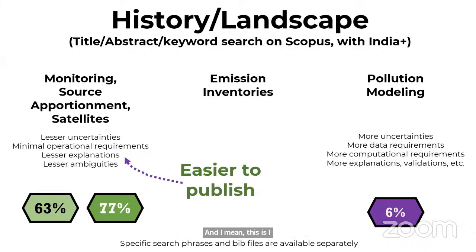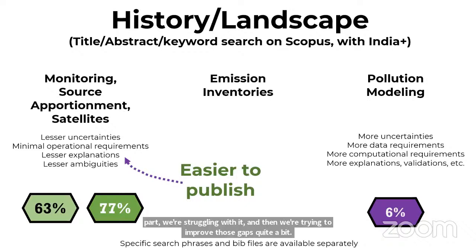This is something that we also noticed: when the monitoring papers are easy to publish, the reviewers come back with fewer comments. And on the modeling papers, the reviewers come back with some really, really harsh comments. I mean, we have a lot of gaps in the data, in the inventory, and also on the modeling side, and we're struggling with it, trying to improve those gaps quite a bit. But the comments don't help.